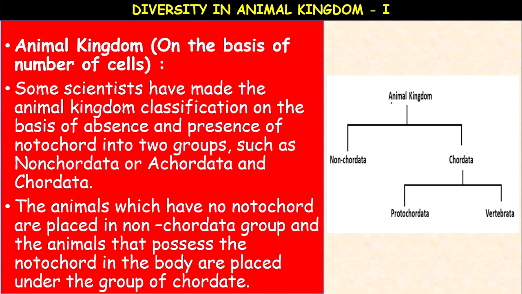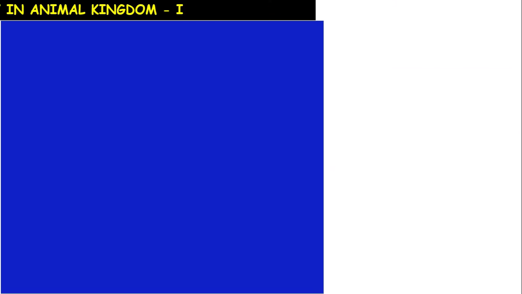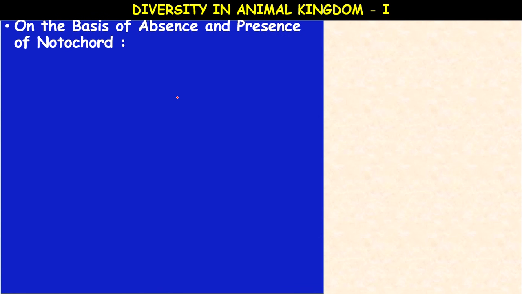Based on the cells, animal kingdom is divided into protozoa and metazoa based on the number of cells, unicellular and multicellular. Now, based on the presence and absence of this notochord, animal kingdom is divided into two, non-chordata and chordata. Non-chordata means the animals which do not possess any notochord. Chordata means the animals which possess a notochord. This chordata is further divided into two, protochordata and vertebrata. On the basis of absence and presence of notochord we have studied.